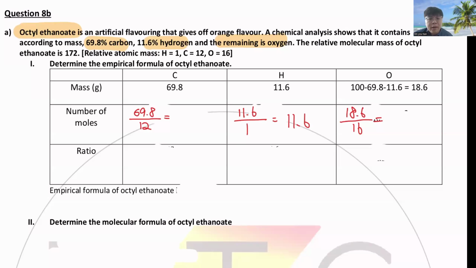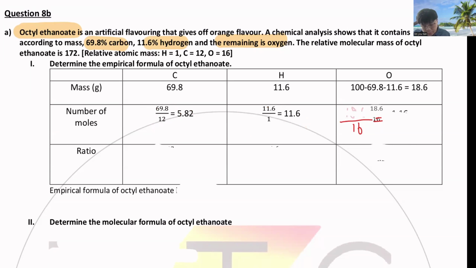Okay, see you get 5.8166666666. So if you take three significant it will be 5.82. If you take four significant it will be 5.817. Oh, I take three significant. Yeah, you take four also okay.